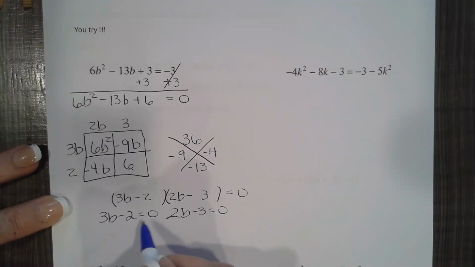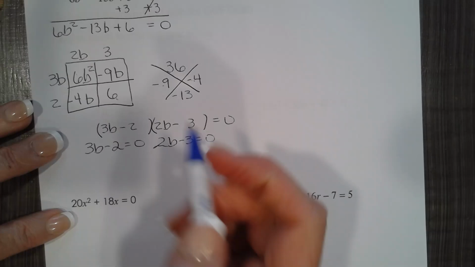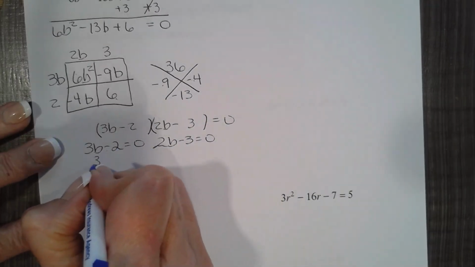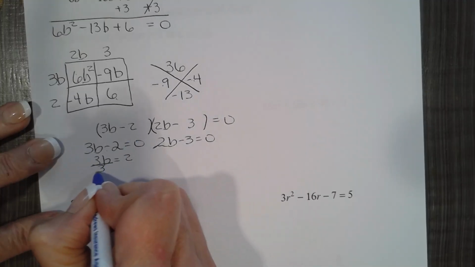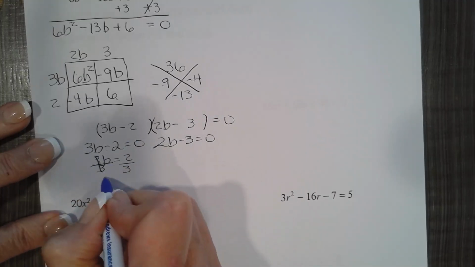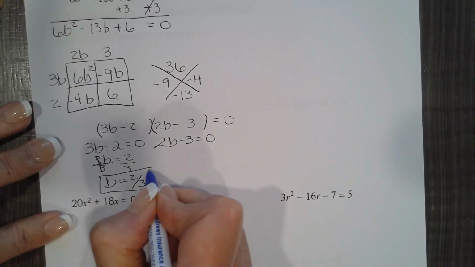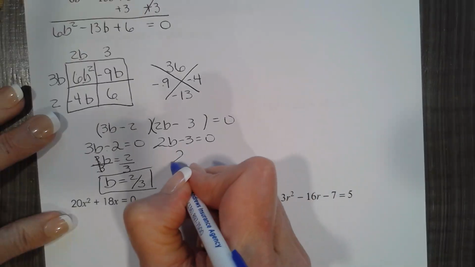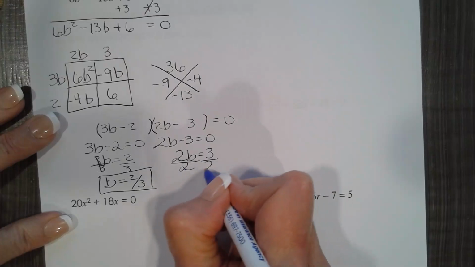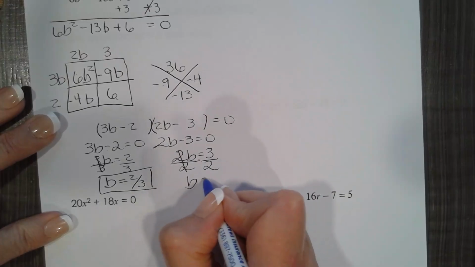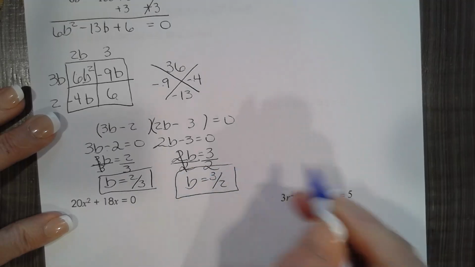Okay, I'm going to add 2 to both sides. I'm going to skip that step. I'm going to add 2 to both sides, so that would give me 3b equals 2. Then I'm going to divide both sides by 3. So one of my solutions is 2/3. Here I'm going to add 3 to both sides, and then I'm going to divide by 2. My other solution is 3/2.